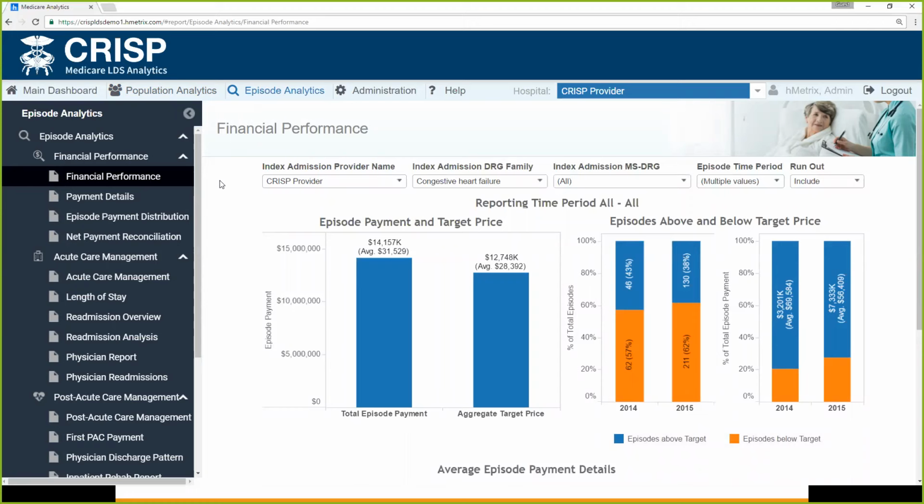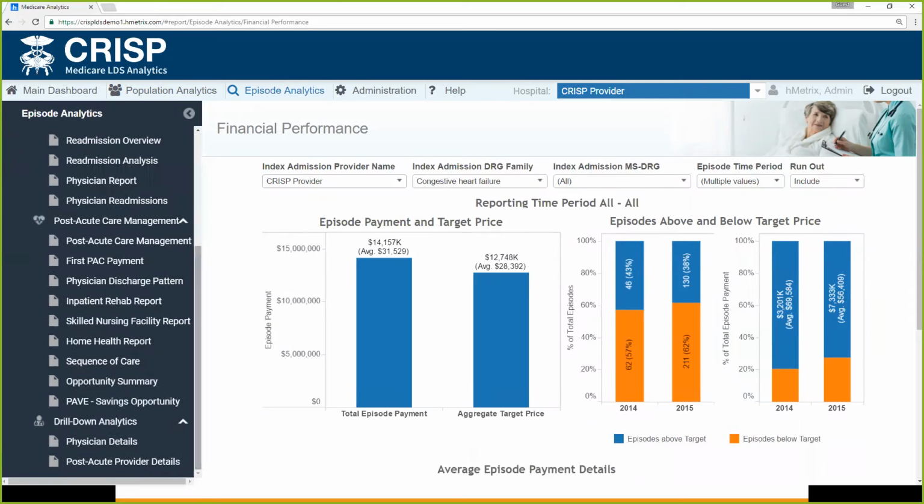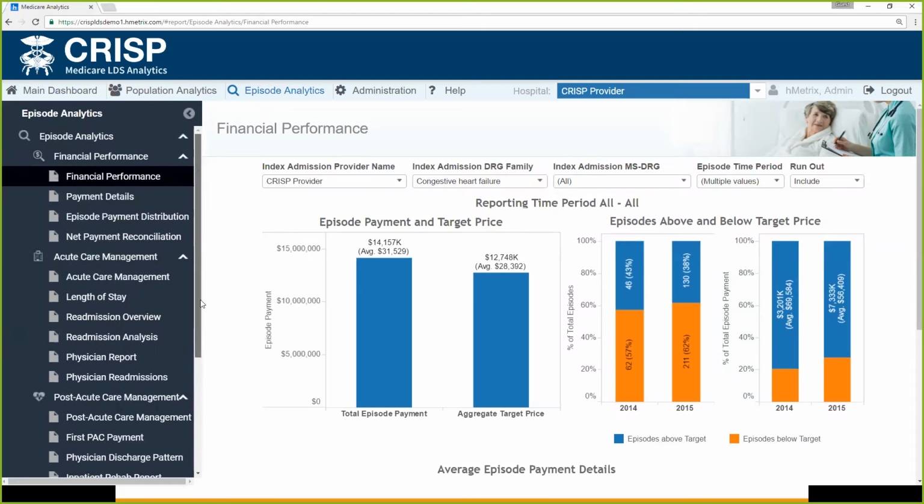So as you can see in the episode analytics section, we have three subsections. We have the financial performance, the acute care management, and post-acute care management. There is a fourth subsection down here called drill down analytics, but I'll get into that more later when we actually start drilling down into the reports. The financial performance subsection is really more the high level type of reports that deal with the episode payment versus different benchmarks and how your hospital is performing at a very high level.